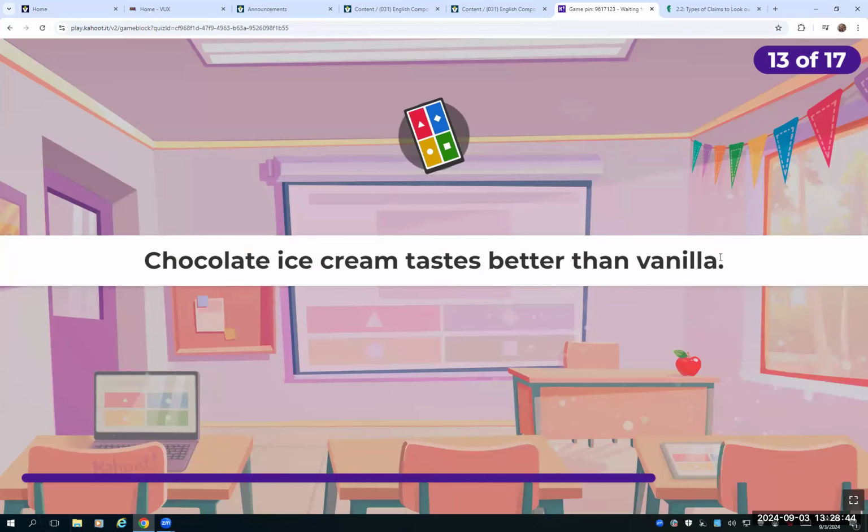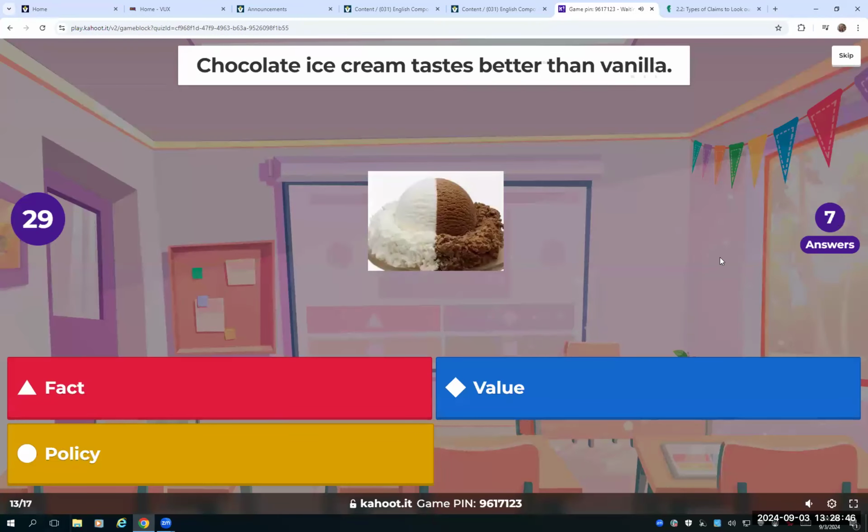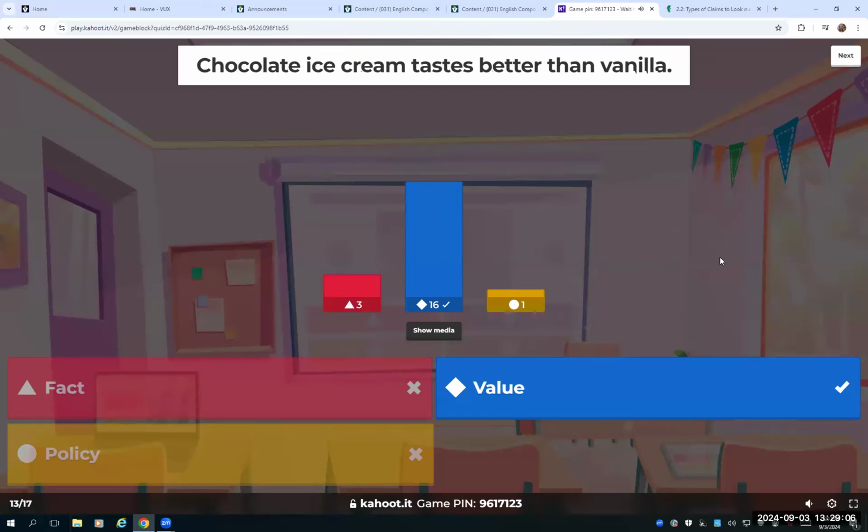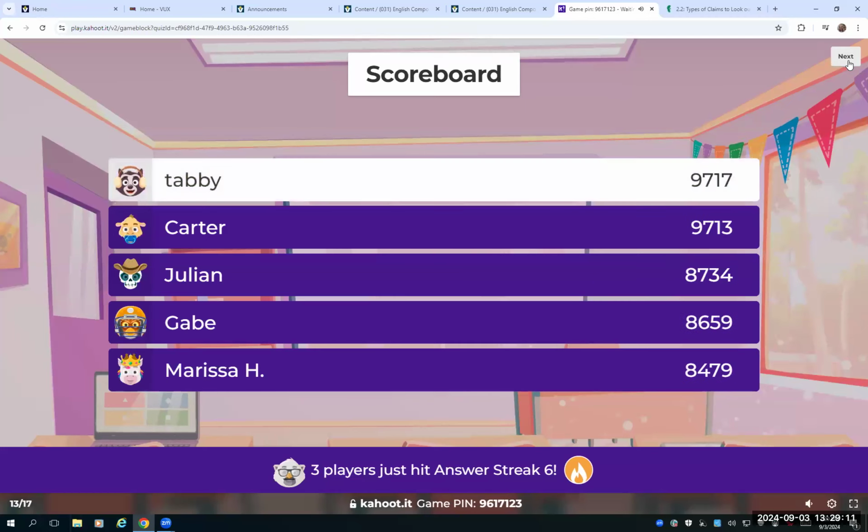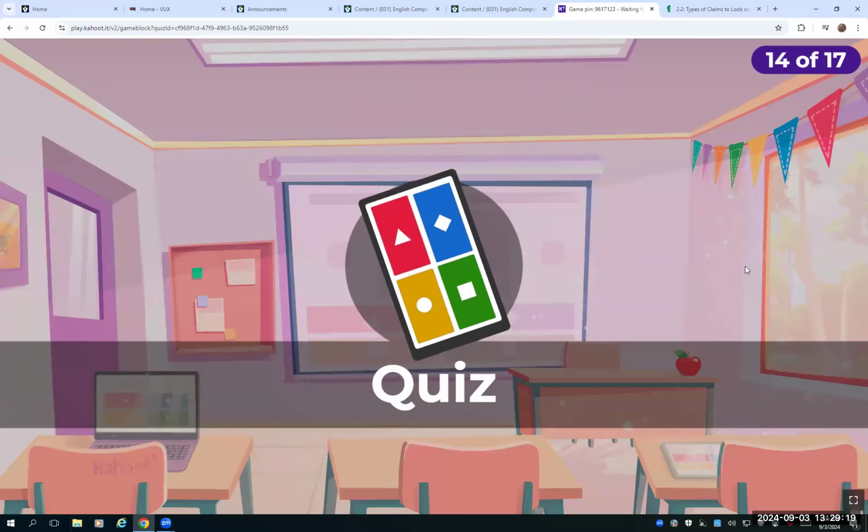All right. Next. Chocolate ice cream tastes better than vanilla. You're making a comparison between chocolate ice cream and vanilla ice cream. Claim of value is correct. All right. Oh, it's locked up here. It's a 4-point difference at the top.